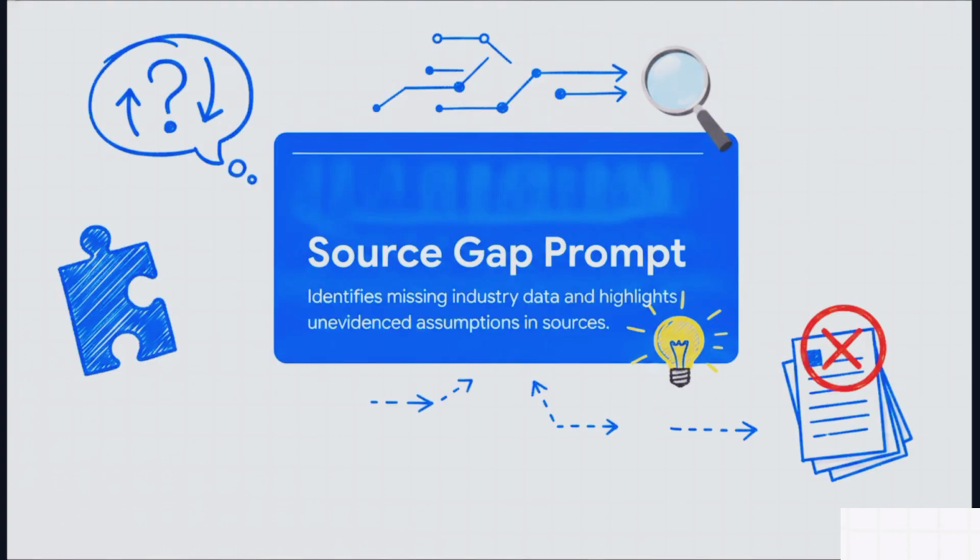But the real magic lies in how you actually query your data. Enter the source gap prompt. While most tools only show you half the picture, this advanced AI query actively identifies critical missing industry data. When I ran this against my own project materials, wow, it instantly exposed major unevidenced assumptions and mapped exactly where my sources fell completely short.